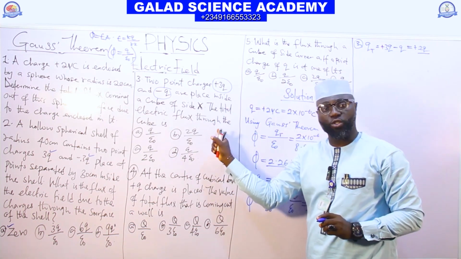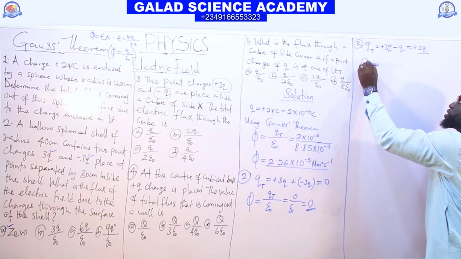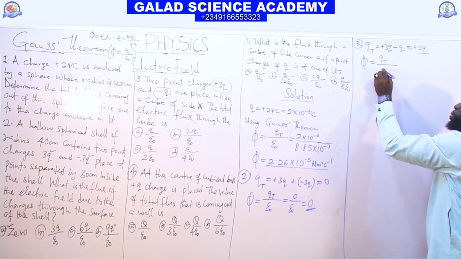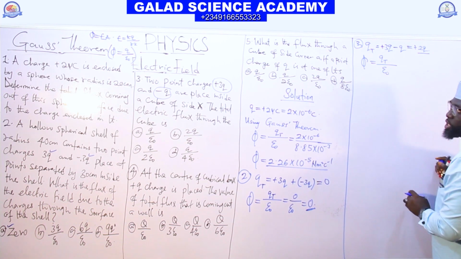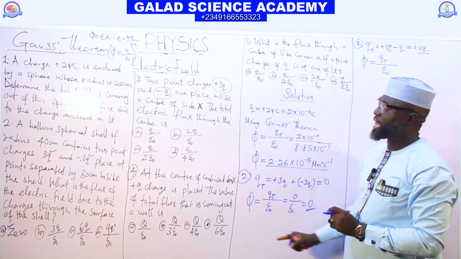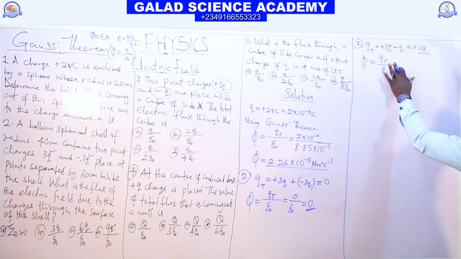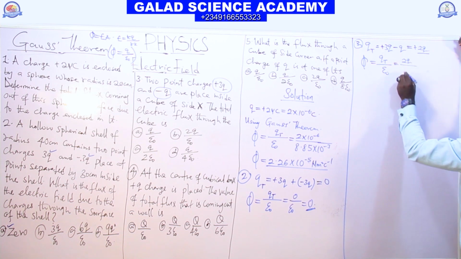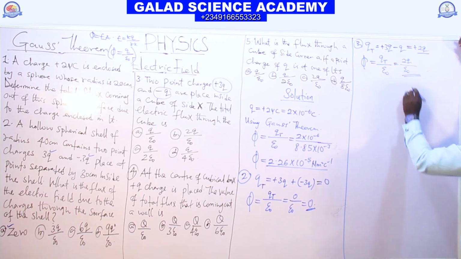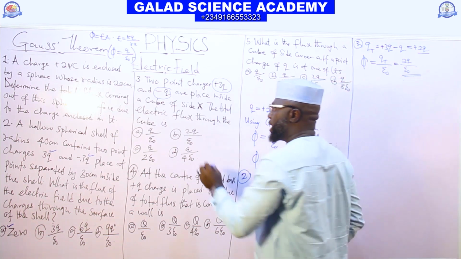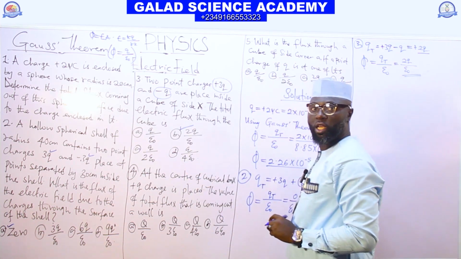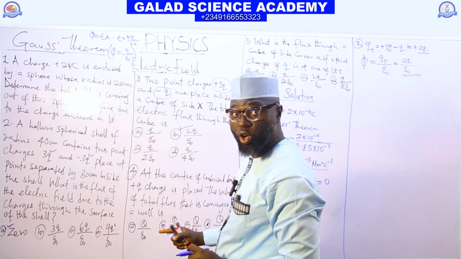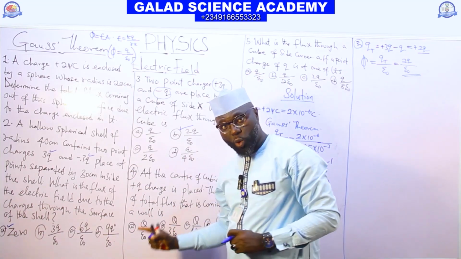You are now asked to find the total electric flux. The total electric flux will be equal to the total charge enclosed in the cube over the permittivity of free space. The total charge enclosed here is 2Q over the permittivity of free space. That will be the final answer. The answer here is B. So this is how you can apply the Gauss theorem to solve a multiple choice question.